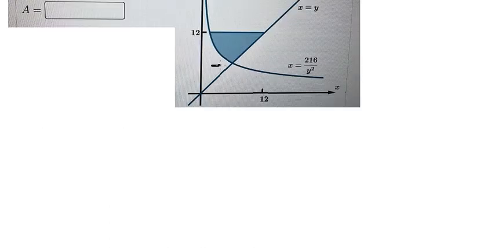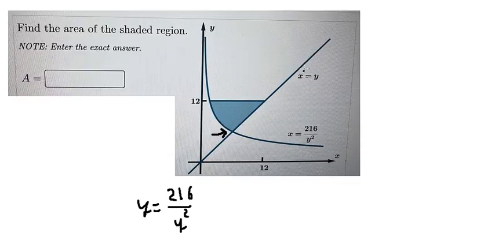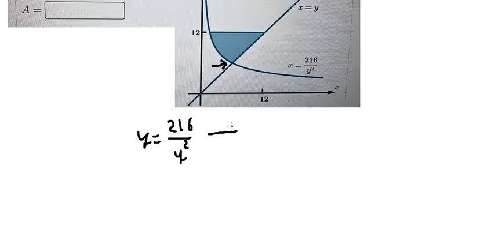The first thing we need is to find the intersection in here. So we have y equals 216 over y squared. Because we have the same y on both, that's why y equals this one. And now we put y squared to the left, and we have y to the power of 3.